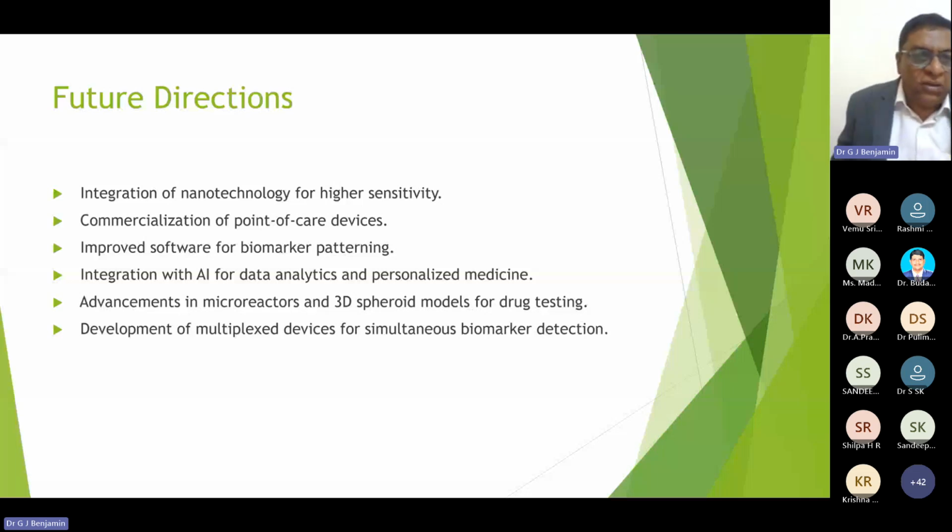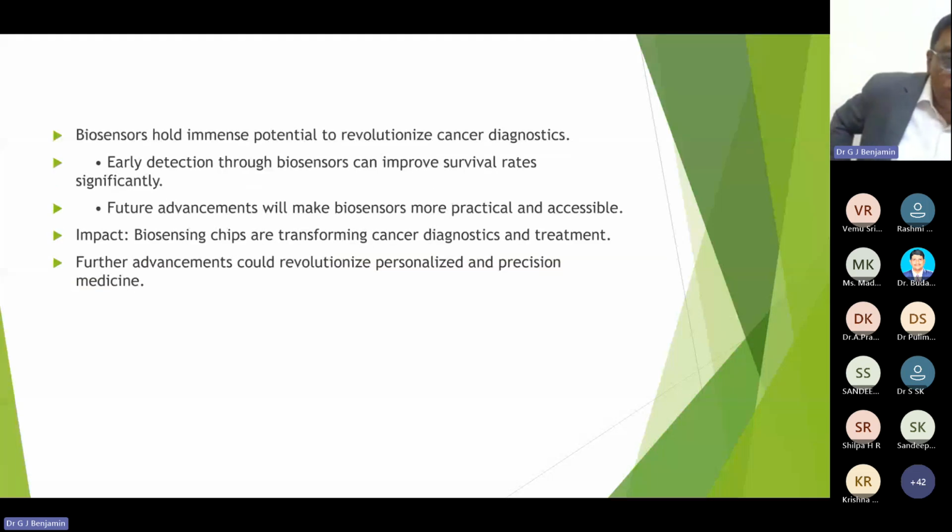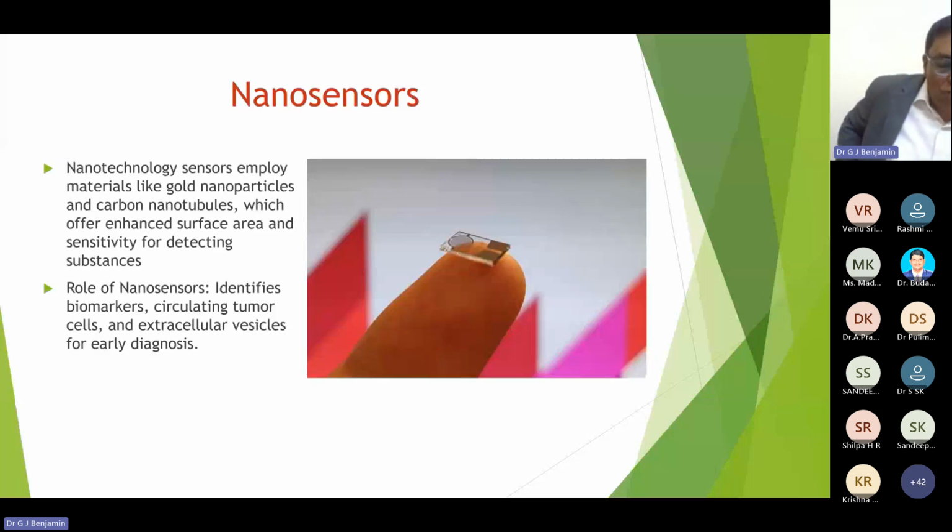Now, what is the conclusion? The conclusion is biosensors hold immense potential to revolutionize cancer diagnostics. Number two, early detection through biosensors can improve survival rate significantly. Future advancement will make biosensors more practical and accessible. The impact is biosensing chips are transforming cancer diagnosis and treatment, and further advancement would revolutionize personalized and precision medicine. Now we have talked about biosensors.